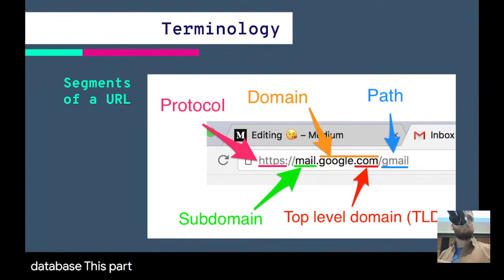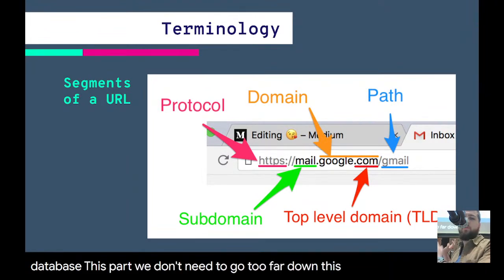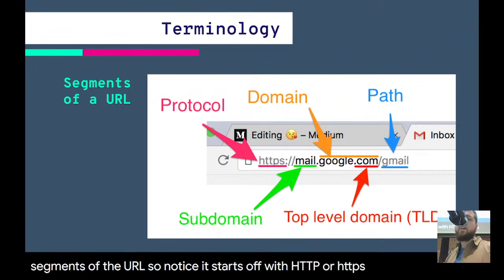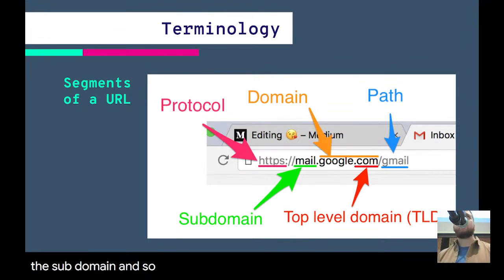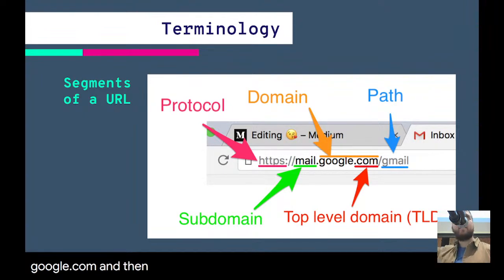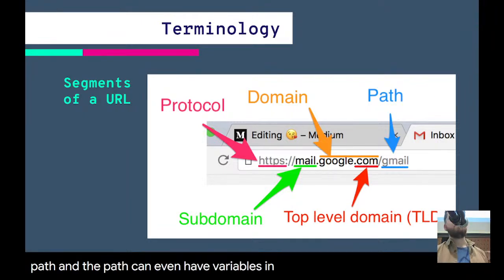This part we don't need to go too far down this rabbit hole, but here are the segments of a URL. Notice it starts off with HTTP or HTTPS, and then we have the subdomain. For Gmail, it would be mail.google.com, so mail would be the subdomain. www is also a subdomain. Then we have the domain itself, google.com, and the .com is the top level domain. After that, we have the path, and the path can even have variables in it.